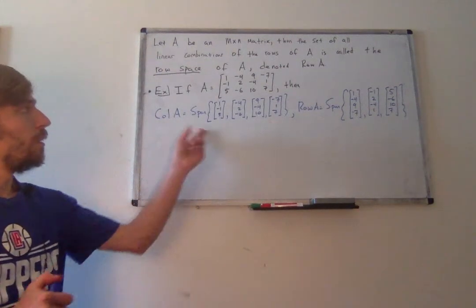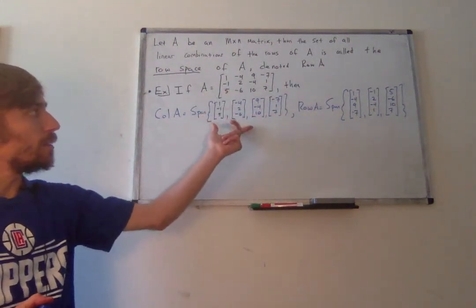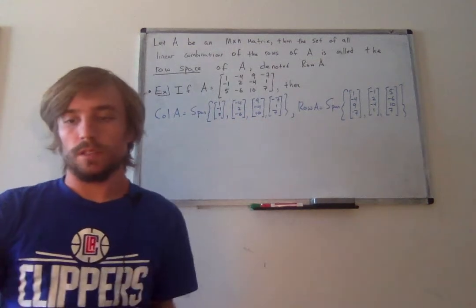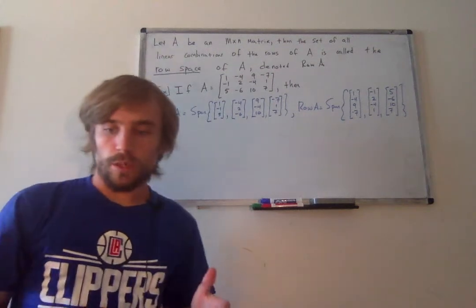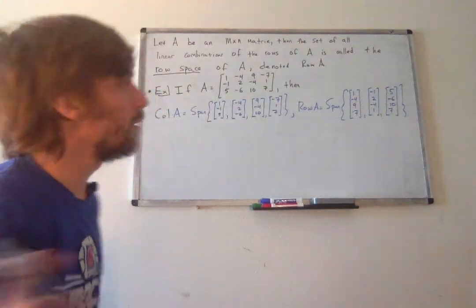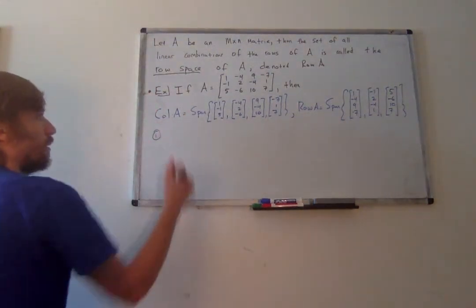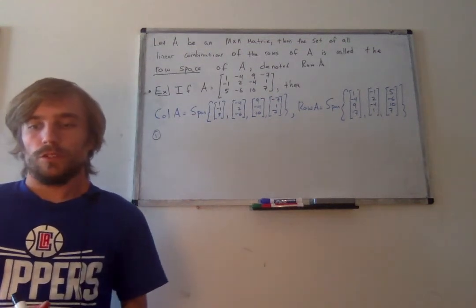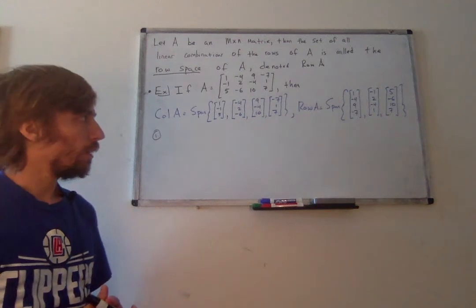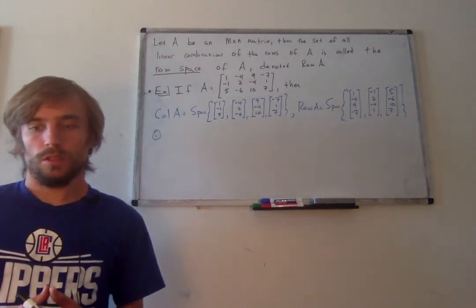So here, column space is the span of the 4 columns. Row space is the span of the 4 rows. So much like we did with the column space, we want to find a basis for the row space of a matrix, right?